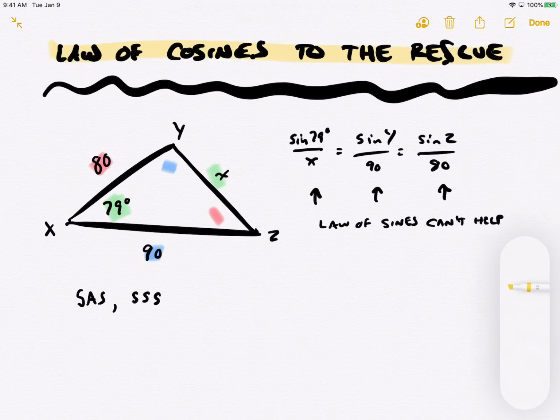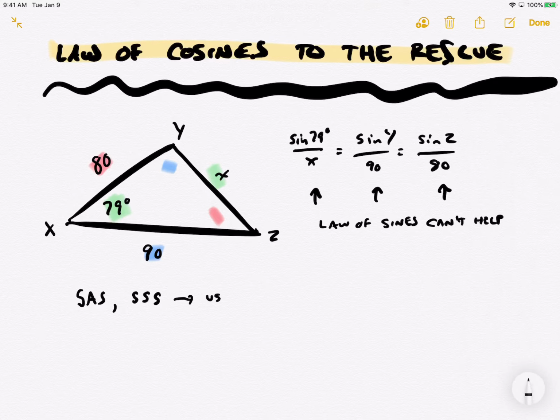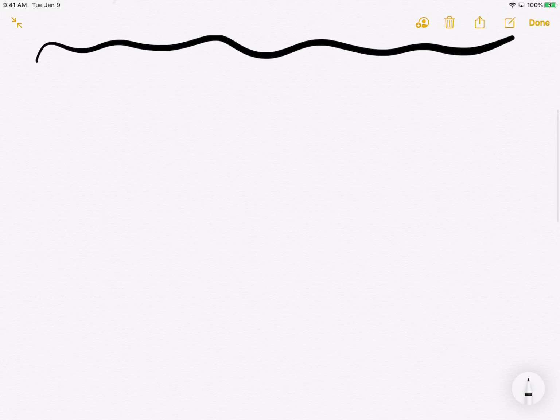So this video is going to show you how to prove and then use another rule that can help you out with these two situations. We'll use the law of cosines in both of these. Okay, so we'll start off with a proof of the law of cosines. Here's our proof, or derivation, whatever you want to call it.